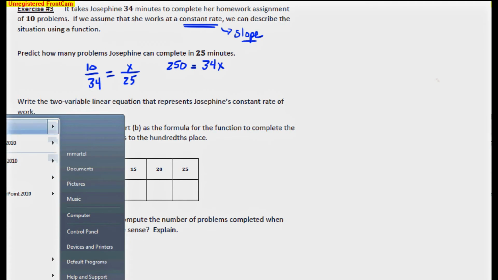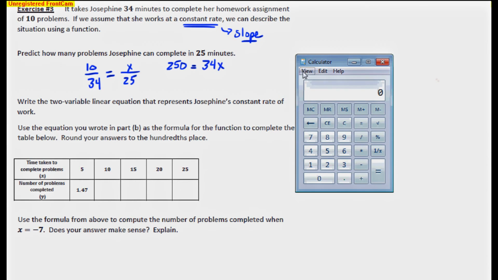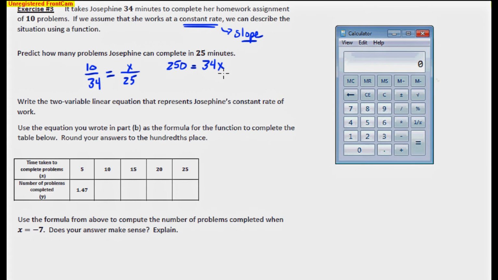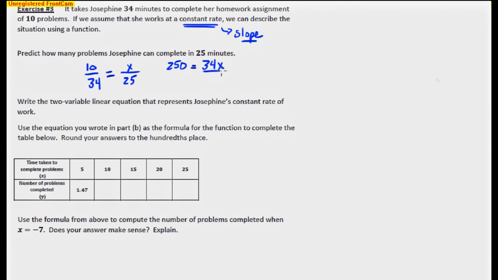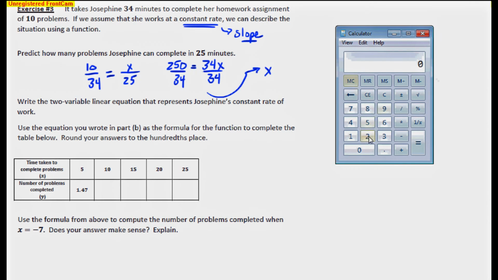And it looks like I'm going to have to bring up my calculator again. All right, here he is. Because I'm going to divide both of these by 34, and that's going to give me a value for x. So I take 250 and divide by 34, and that is 7 point... I'm going to round to the nearest tenth.